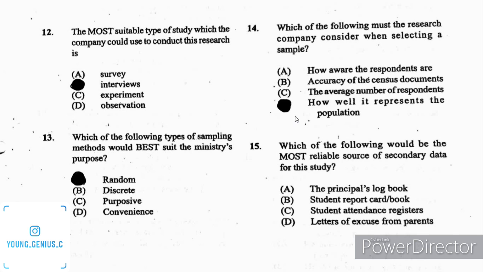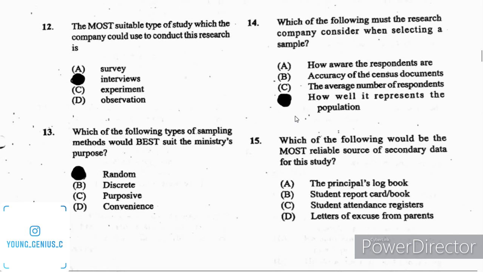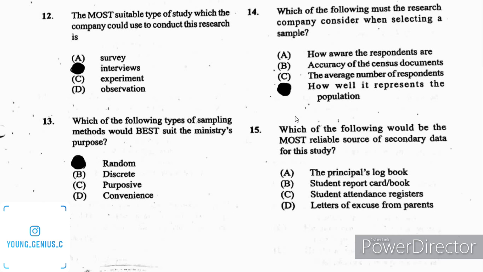Number 15. Which of the following would be the most reliable source of secondary data for this study? Principal logbook, student report cards or books, student attendance registers, or letters of excuse from parents. I'd go with the student attendance registers.